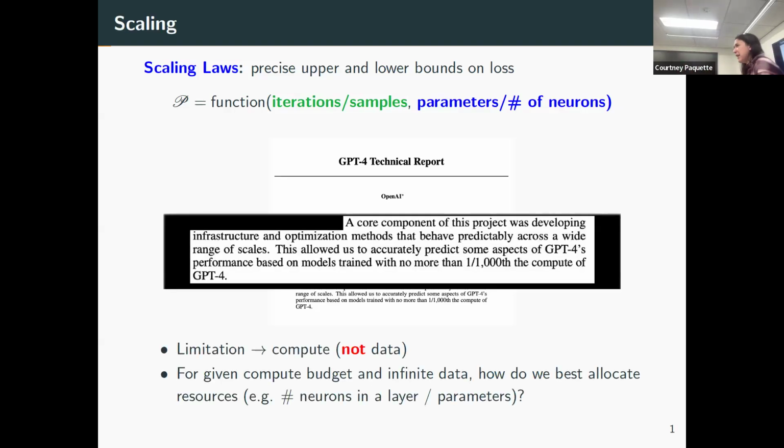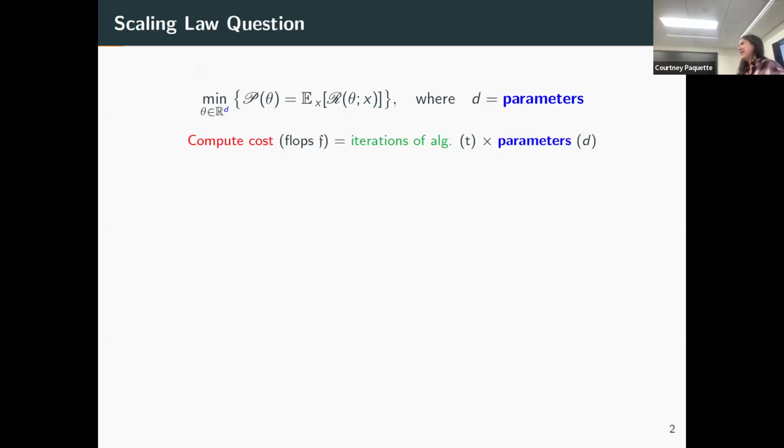As many of you in this room probably already know, the main limitation nowadays is compute, not necessarily data. What most people were trying to do when these ChatGPTs came about was to answer a very simple problem: for a given compute budget and infinite data, how do we allocate our resources? So how do we actually choose our learning rates, but also our parameters? Please feel free to ask questions.